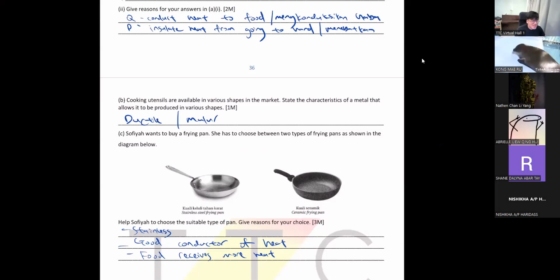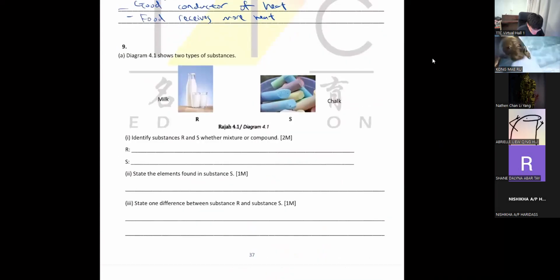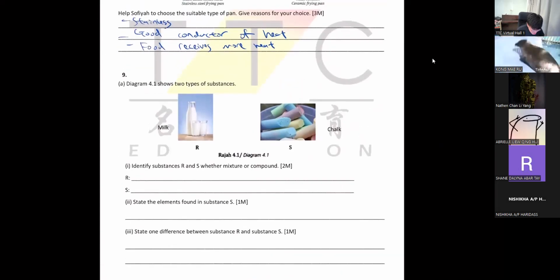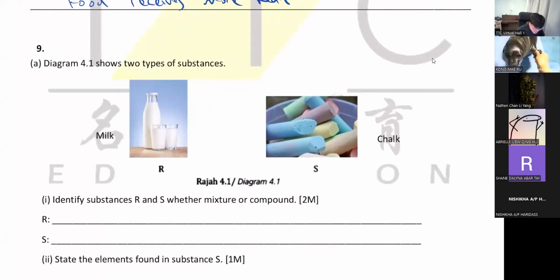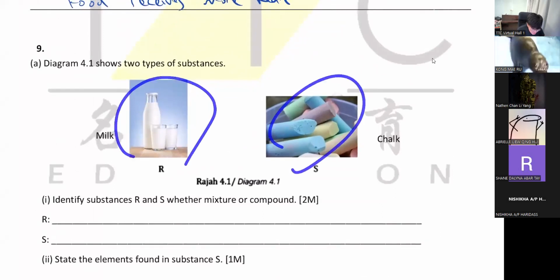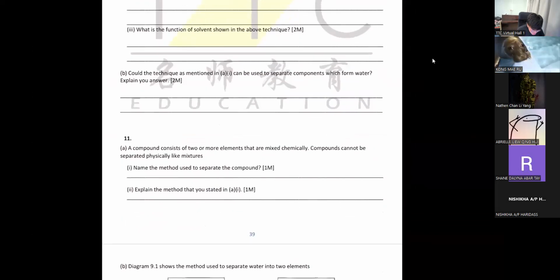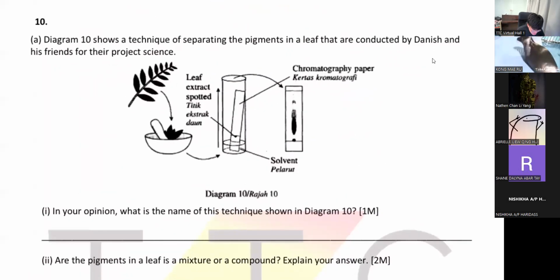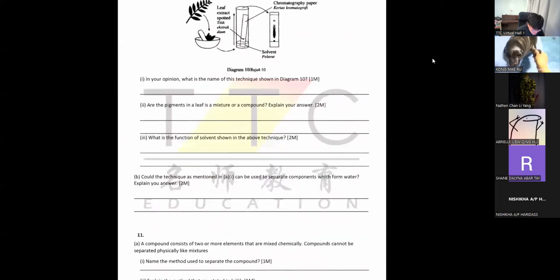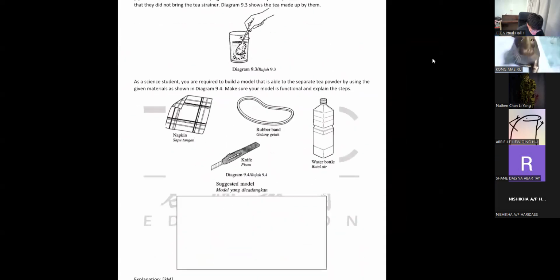So guys, you all understand? If you have anything, please slow me down, let me know. This chapter is rather easy, so I don't think I need to go into this. Milk is a mixture. S is a compound. Okay, what is this? This is your chromatography. This is how we separate mixtures.